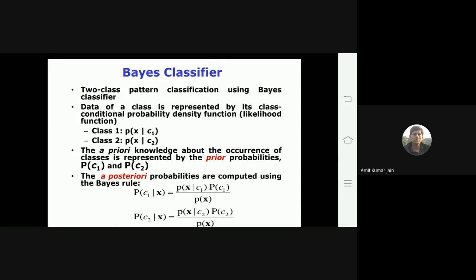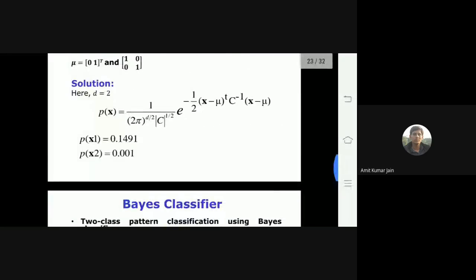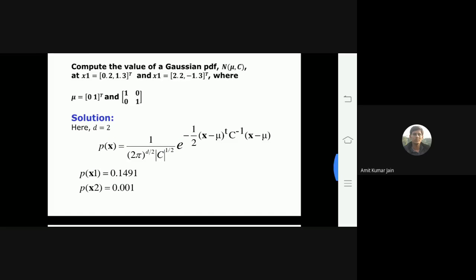Data of a class is represented by its class conditional probability density function. Just now we discussed this probability of X, this equation. In this equation there are two parameters, as I already mentioned: one is mu and one is C. C is nothing but the covariance matrix here. Mu is different for different classes, because I already told you that the data of a class will form a cluster.